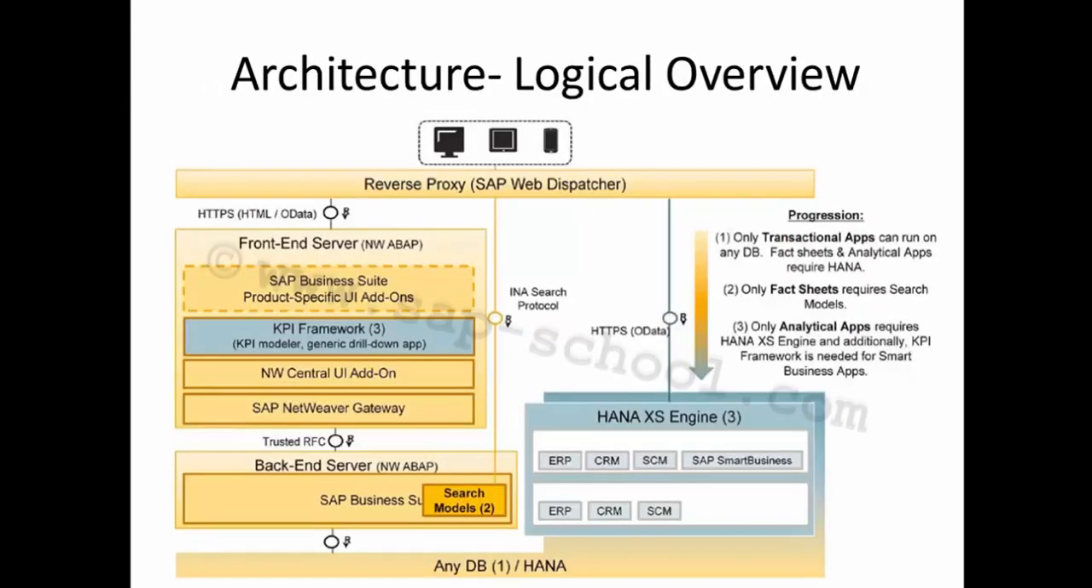Then comes the architecture logical overview. Till now we have seen the high level architecture. Now let's move into a bit more detail, like what the overall architecture logical overview is for all the app types. This slide details a landscape in which all the SAP Fiori app types are installed. So this is not specific to any single app type, it is for all app types. Notice the progression of the app types.